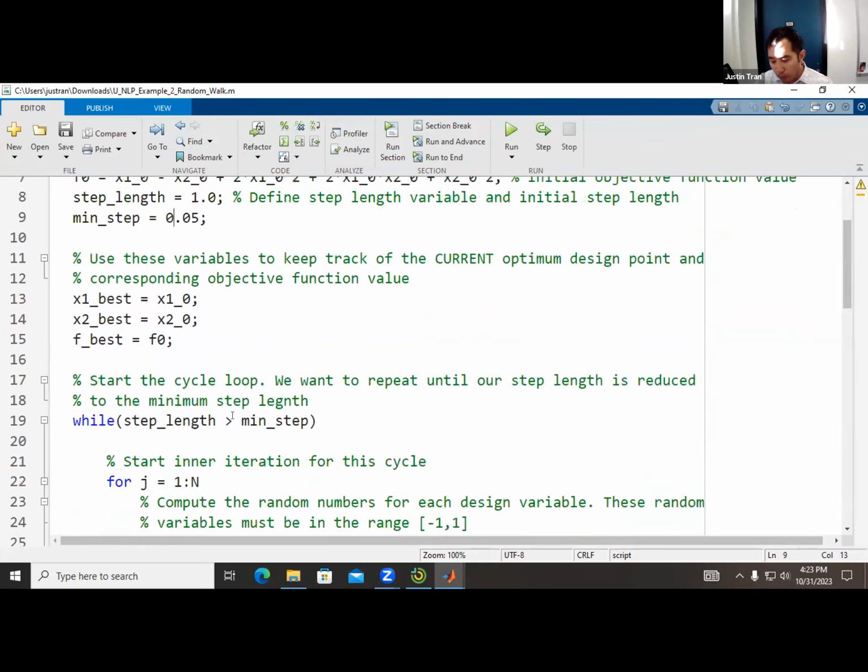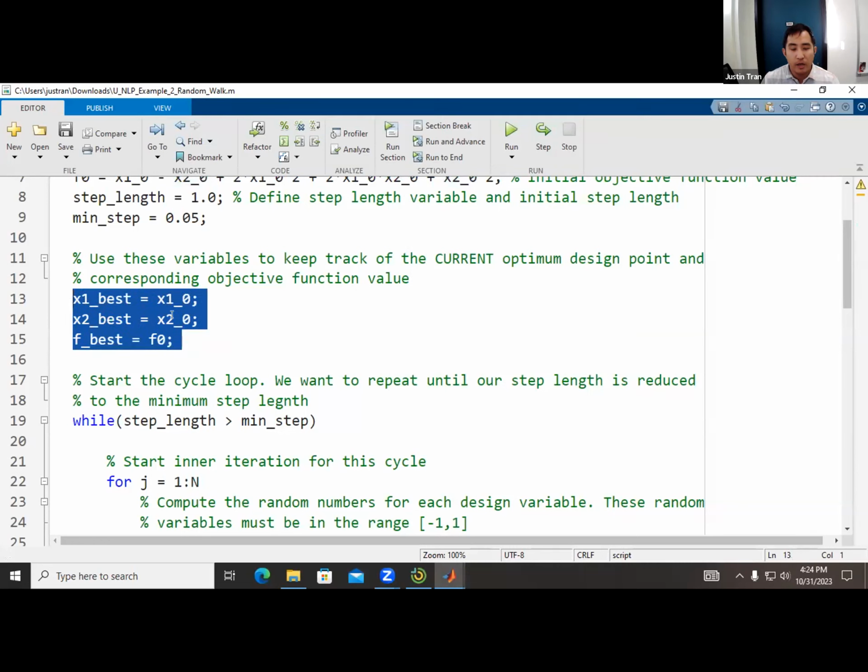Before we actually start taking random steps, we have to keep track of our current best point. The current best point is going to be the point with the lowest value of the objective function. You can see here I'm creating 3 new variables: x1_best, x2_best, which are the values of x1 and x2 at our optimum point, and f_best, which is the objective function value at that point. We only have one point so far, just our initial point, so we're going to set these to our initial point and the initial value of the objective function f0.